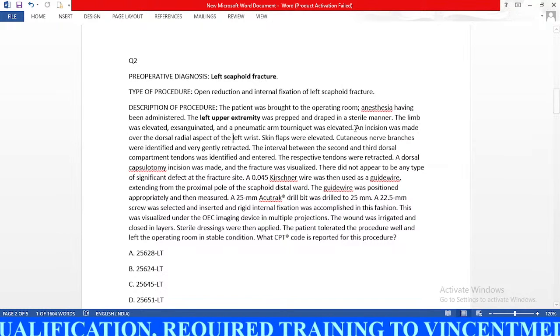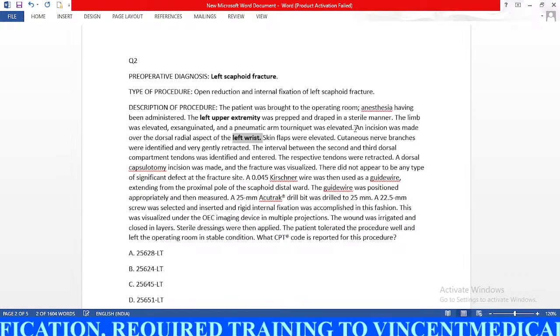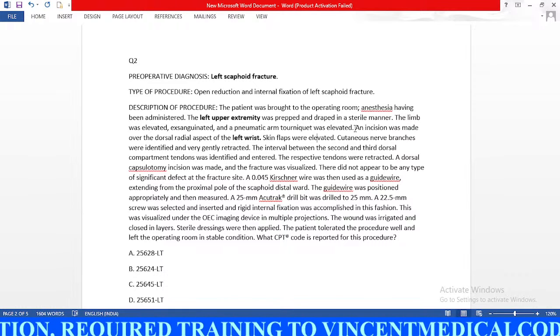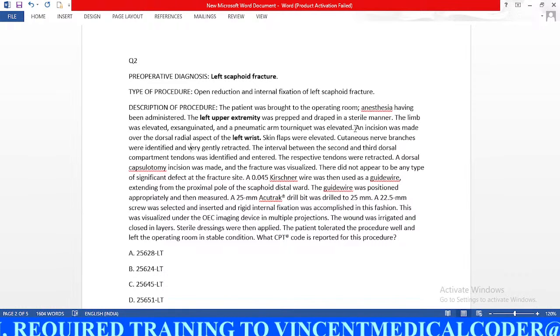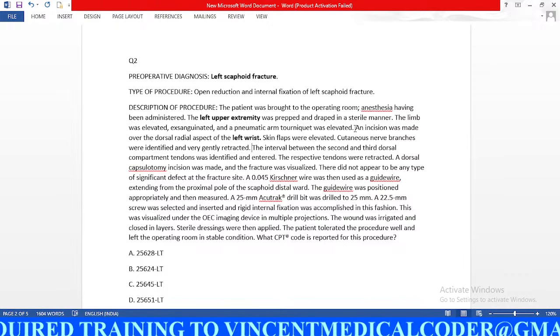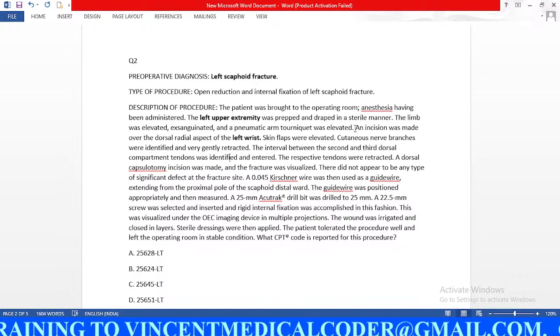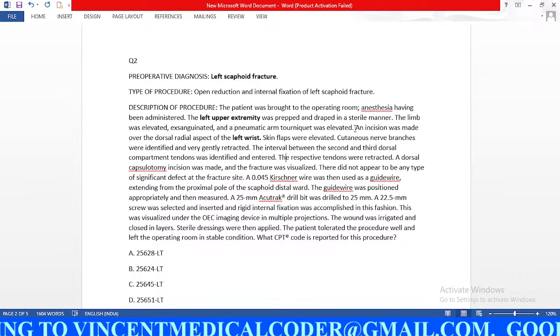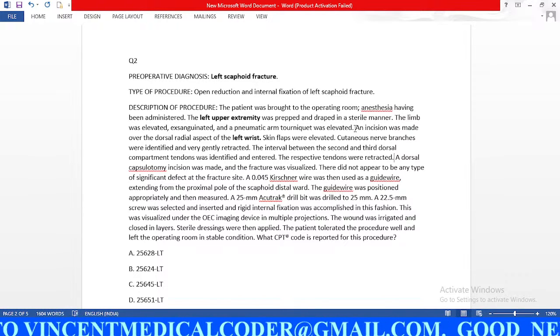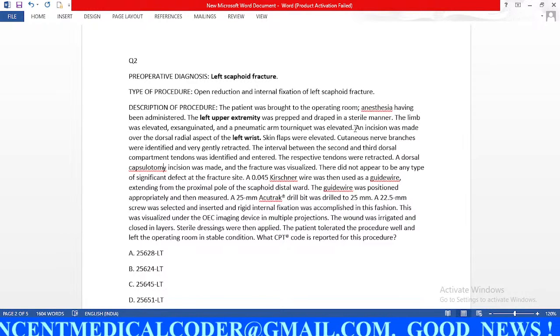So here also mention left wrist. Then skin flaps were elevated, cutaneous nerve branches were identified and very gently retracted. The interval between the second and third dorsal compartment tendons was identified and entered. The respective tendons were retracted. A dorsal capsulotomy incision was made.